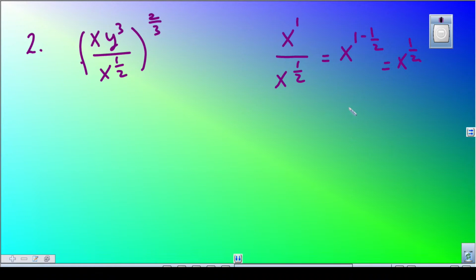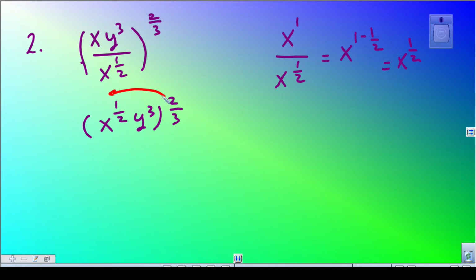I have x to the half. So if I combine these two x's, I'm going to end up with x to the 1/2 power times y cubed. Do I divide it by anything? No, because you already dealt with the x to the half at the bottom with the x at the top. So now I distribute the power.